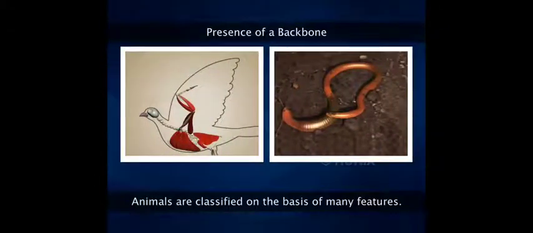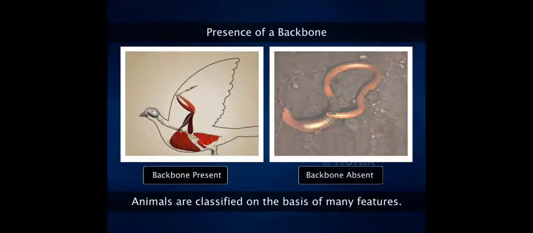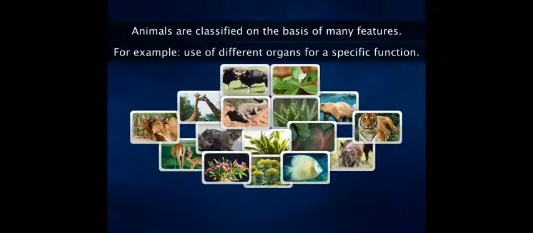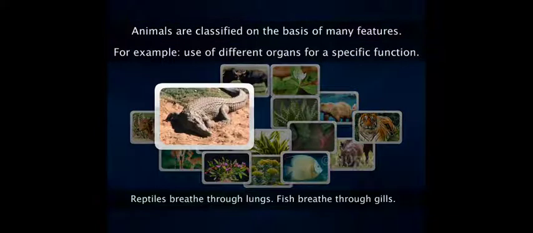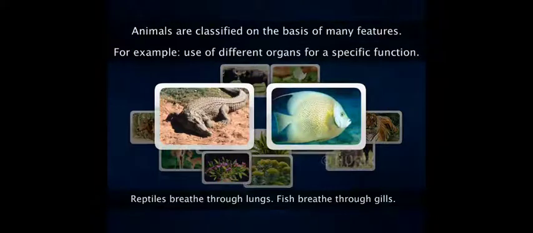Animals are classified into different groups on the basis of many features, such as the presence of a backbone, as in birds, and its absence, as in earthworms. Use of different organs to carry out specific functions. For example, reptiles breathe through lungs, and fish use gills to respire.